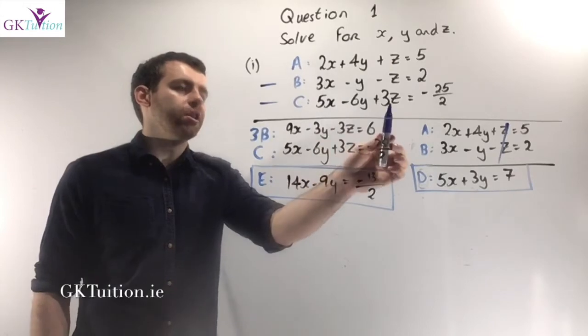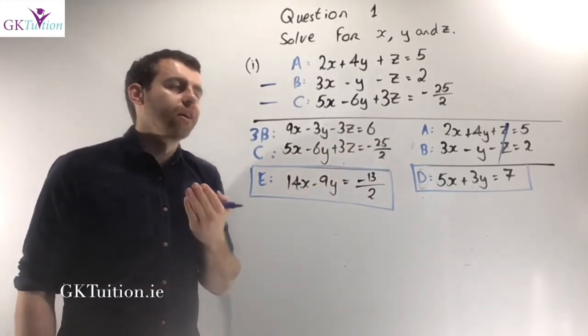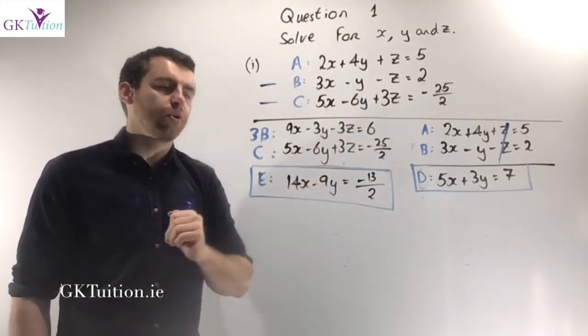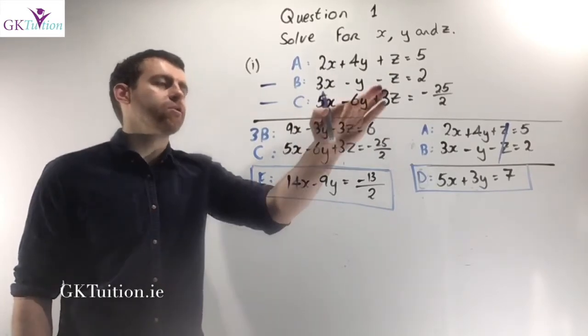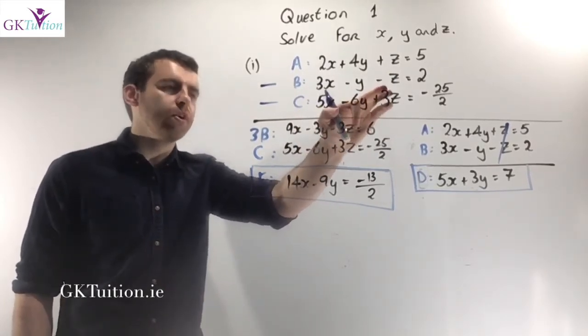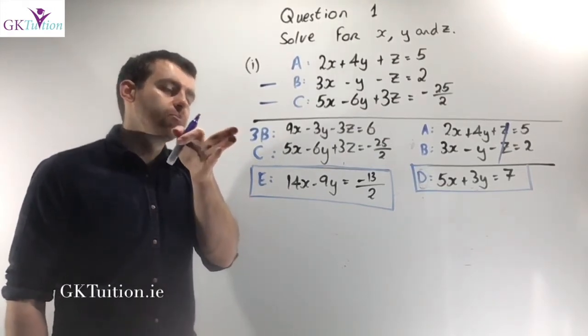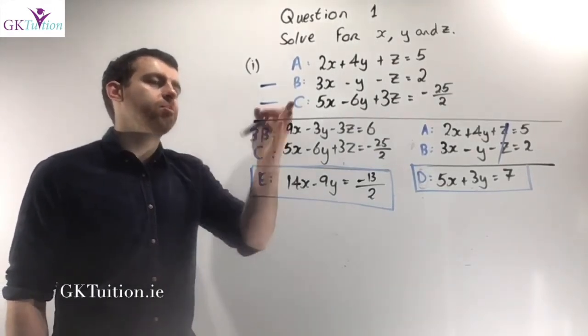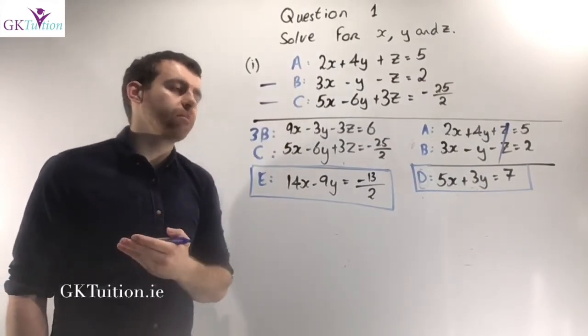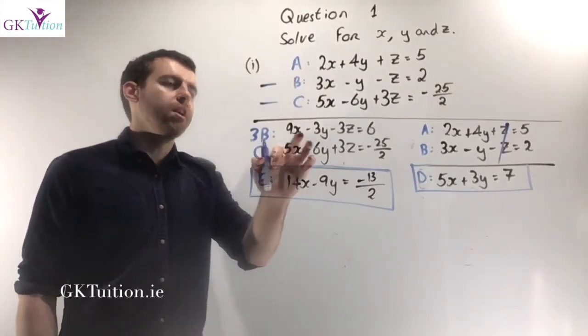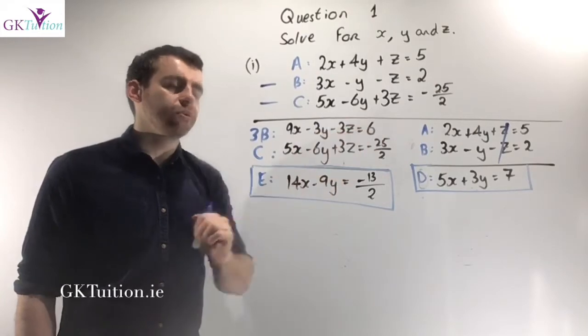Since the third equation has a plus 3z, I know that I need a minus 3z in the other equation. And in order to get a minus 3z, I already have a minus 1, so I need to multiply by 3. So what I've done is I've written out 3 times B and C. 3 times B means you're rewriting the second equation except you're multiplying by 3. And I got 9x minus 3y minus 3z equals 6.